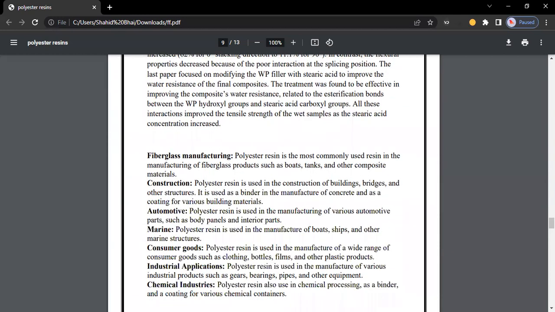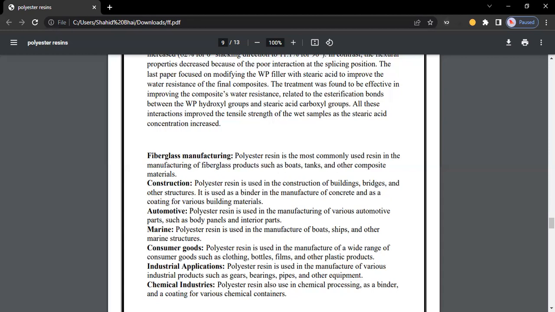Now we discuss the fiberglass manufacturing. Polyester resin is most commonly used in fiberglass products like boats, tanks, and other composite material construction. Polyester resin is also used in the construction of buildings, bridges, and other structures. It is used as a binder in the manufacturing of concrete and as a coating with various building materials. Automotive: polyester resin is used to manufacture various automotive parts such as body panels and interior parts.